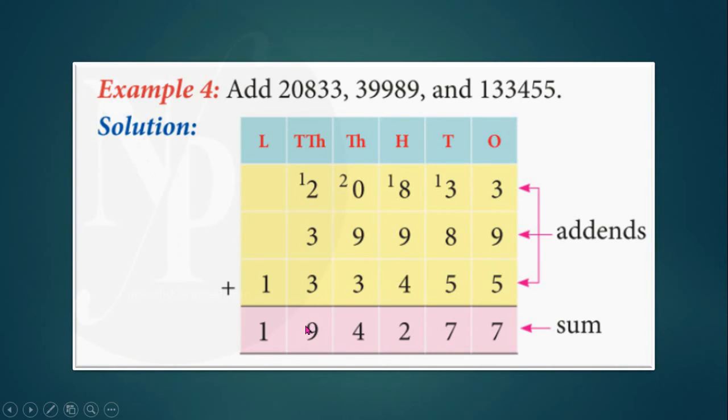So since 9, if the digit is 9 or less than 9, there will be no number to be carried to the next column. So therefore, in the lakhs column we have just 1, so we will retain 1 in the lakhs place in the sum. The sum after adding the given three numbers is 1,94,277. This is the sum, and all the three numbers which we added are called addends. The number of addends may be 2, 3, 4 or 5 while adding numbers.